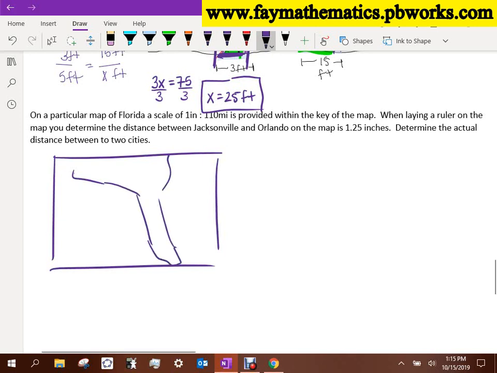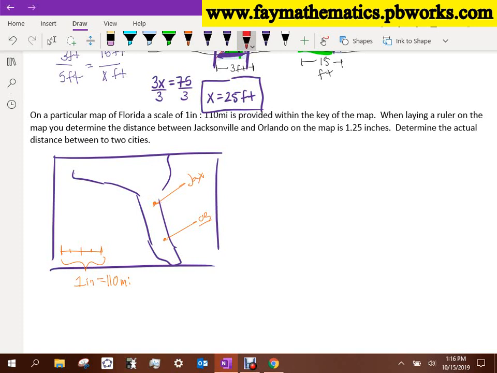So there's Florida. And so Jacksonville is right there. Orlando is right there. Down at the bottom, doesn't every map that we come across have a key down there? What this is saying is if that is 1 inch in real life on my map, it's 110 miles. So I have to read this on a particular map of Florida. A scale of 1 inch is the same as 110 miles.